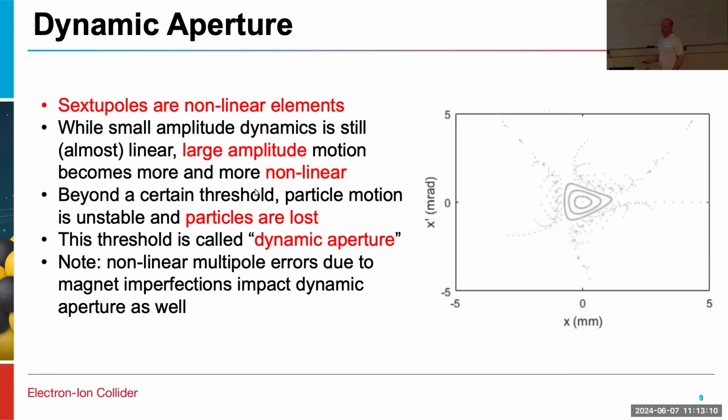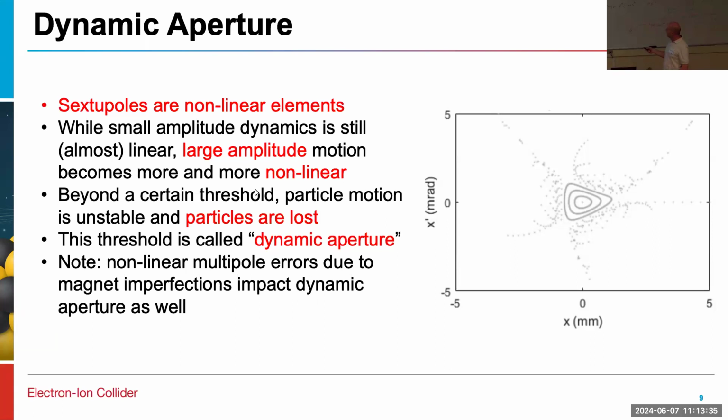What happens then is these sextupoles are nonlinear elements. So I can't describe them by matrices anymore, and I get nonlinear dynamics. Nonlinear dynamics at some point leads to chaos and all kinds of funny things. So what happens here, this is a phase space plot. So this is again x and x prime.